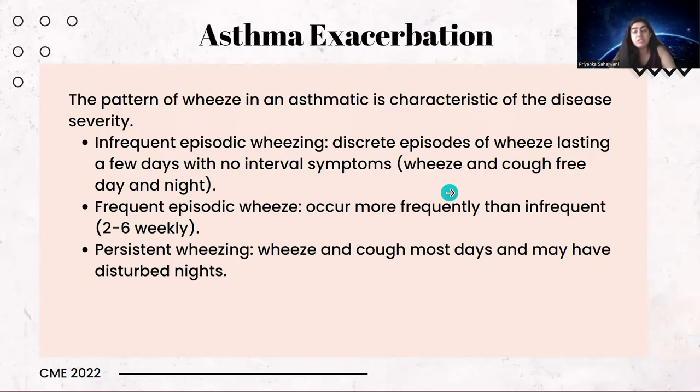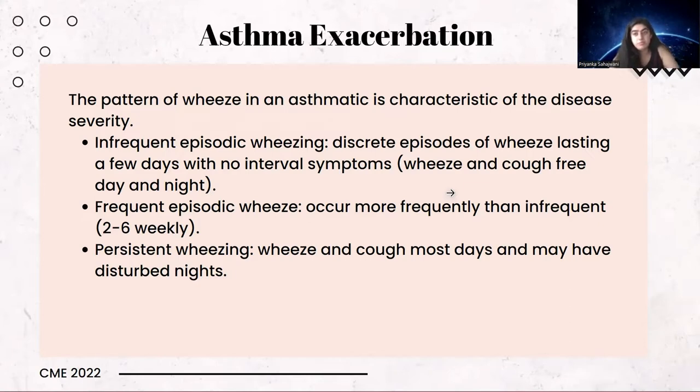So if you have infrequent episodic wheezing, you have a mild case of asthma. If you have frequent episodic wheezing, you have a moderate case of asthma. And if the frequent still becomes persistent, that is, it's becoming daily rather than twice to four times a week, then it becomes severe asthma. So based on this, you will classify your treatment as well.